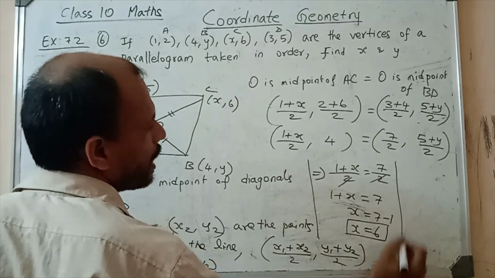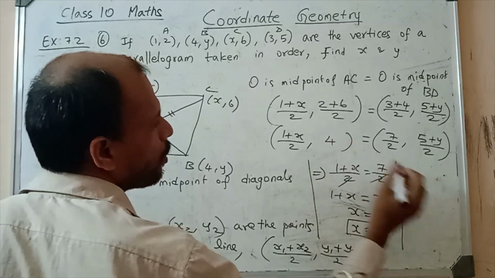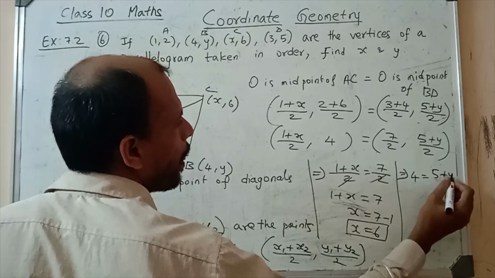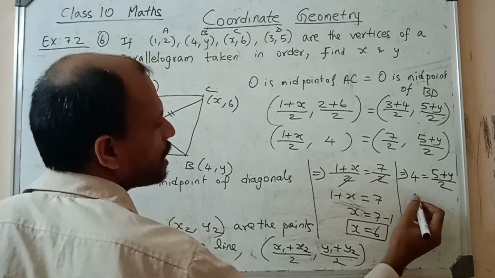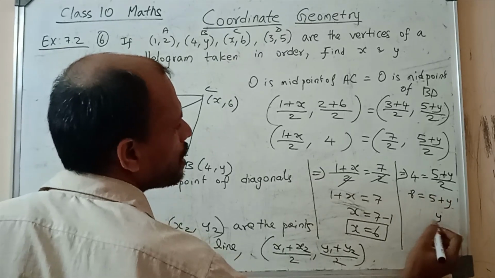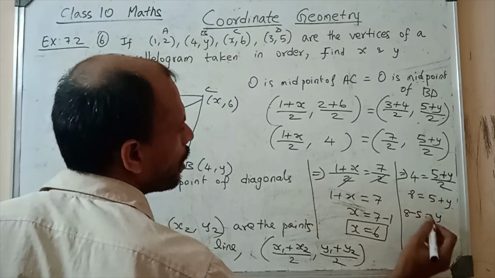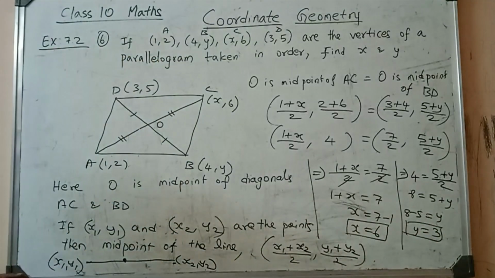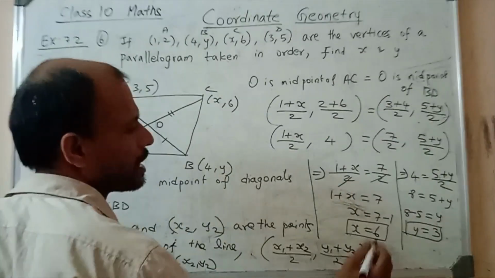Okay. In the same way here 4 is equal to 5 plus y by 2. Now take 2 here, 4 into 2 8 is equal to 5 plus y. Now y is equal to 8 minus 5. Therefore y equal to 3. Okay. So we got the values of x and y. X is 6, y is 3.